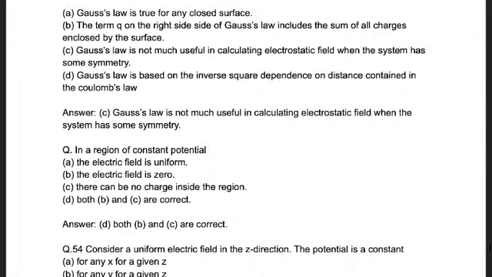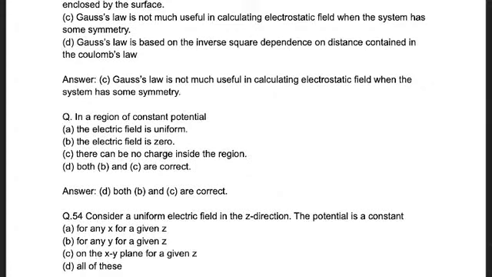Question number 54. Consider a uniform electric field in the z direction. The potential is a constant. Options: A, for any x for the given z. B, for any y for the given z. C, on the xy plane for the given z. D, all of these. Very good. The answer is D, all of these.